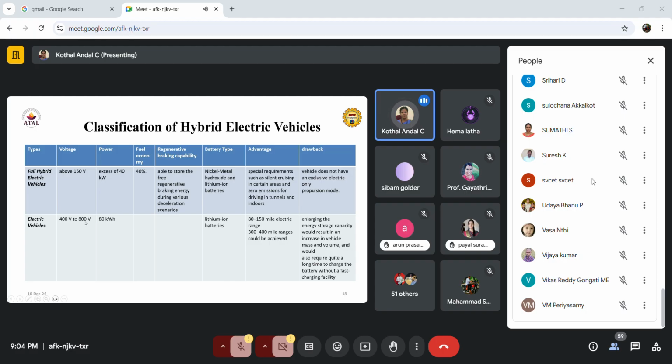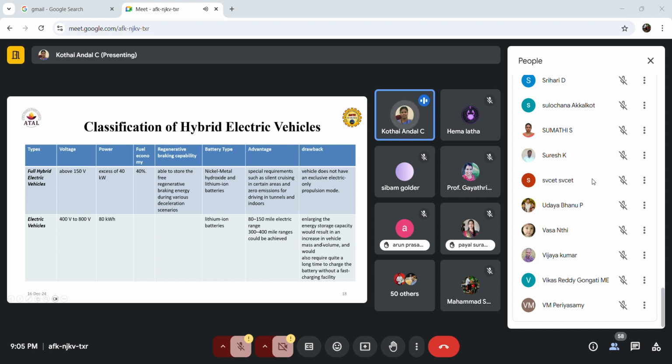Then for this electric vehicle we have seen, the range is 400 to 800 volts, as Sir also discussed in the first session. Around 600 volts, he explained the structure of this. Then power we can go up to 80 kilowatts. The batteries nowadays in all the cars are made of lithium batteries, right? So the range, if you are seeing the mileage, is 80 to 150 kilometers. Nowadays above 500 could be achieved in the future.